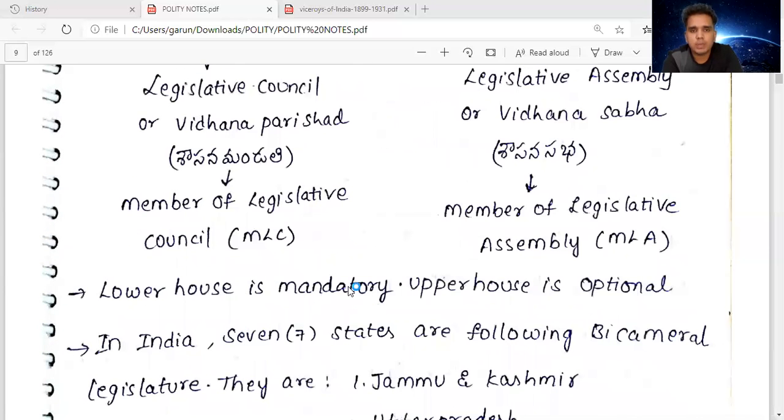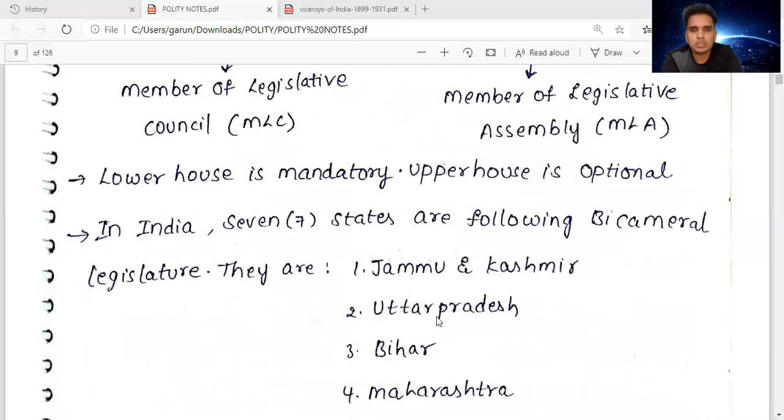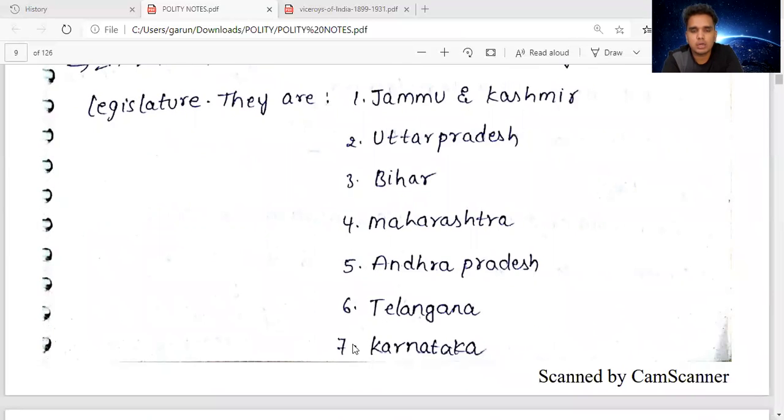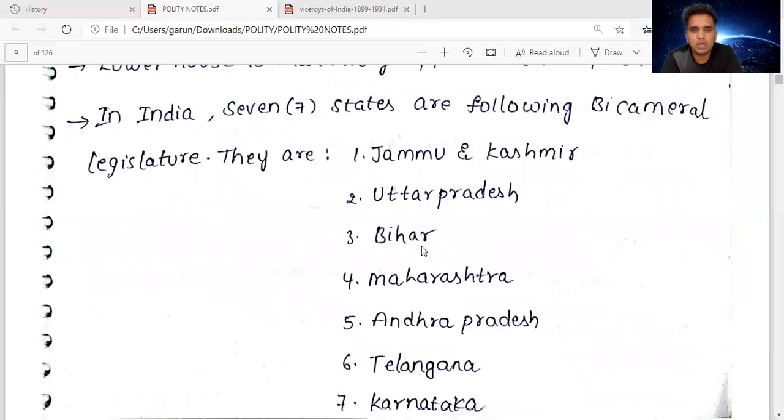Lower house is mandatory, upper house is optional. In India, 7 states are following bicameral legislatures. Sorry, these are 7 states. MLCs are in 7 states: Jammu and Kashmir, Uttar Pradesh, Bihar, Maharashtra, Andhra Pradesh, Telangana, and Karnataka. I think it may have increased.